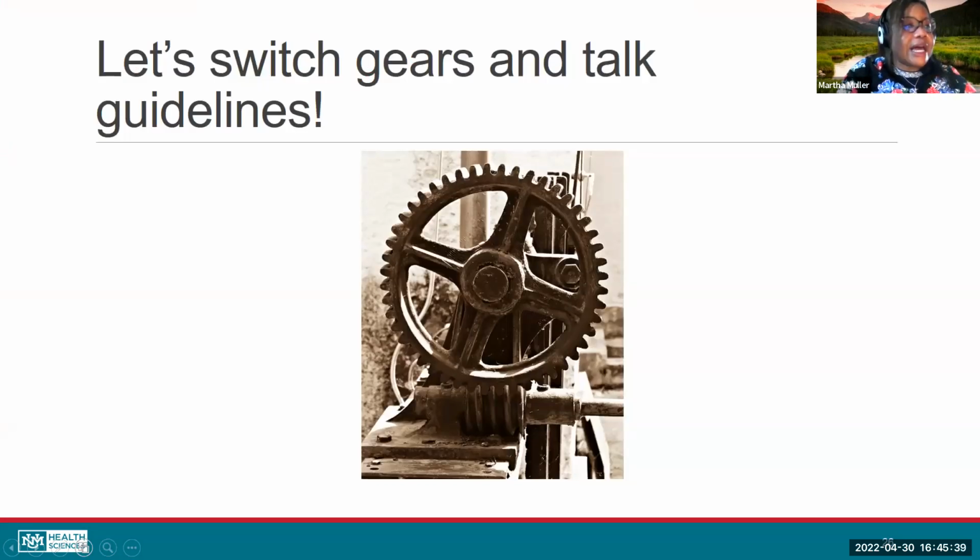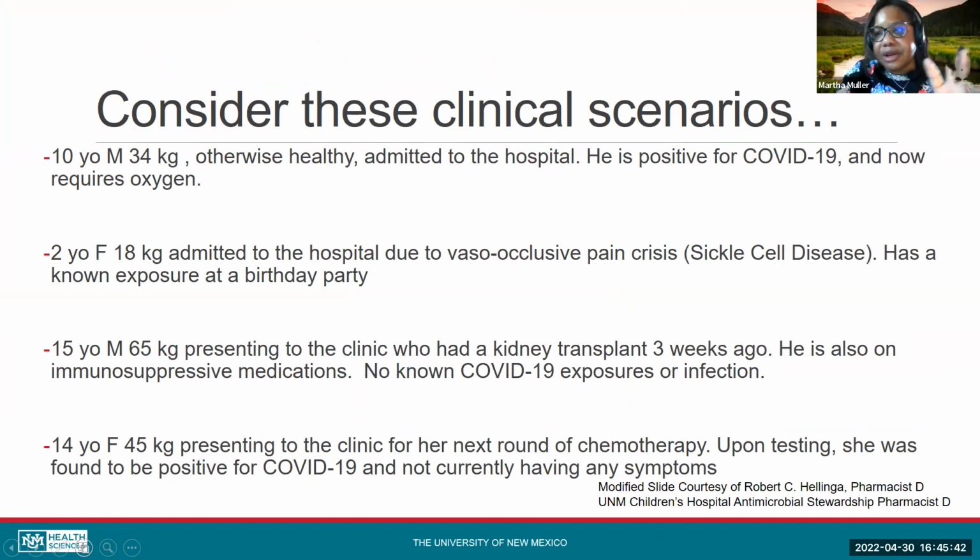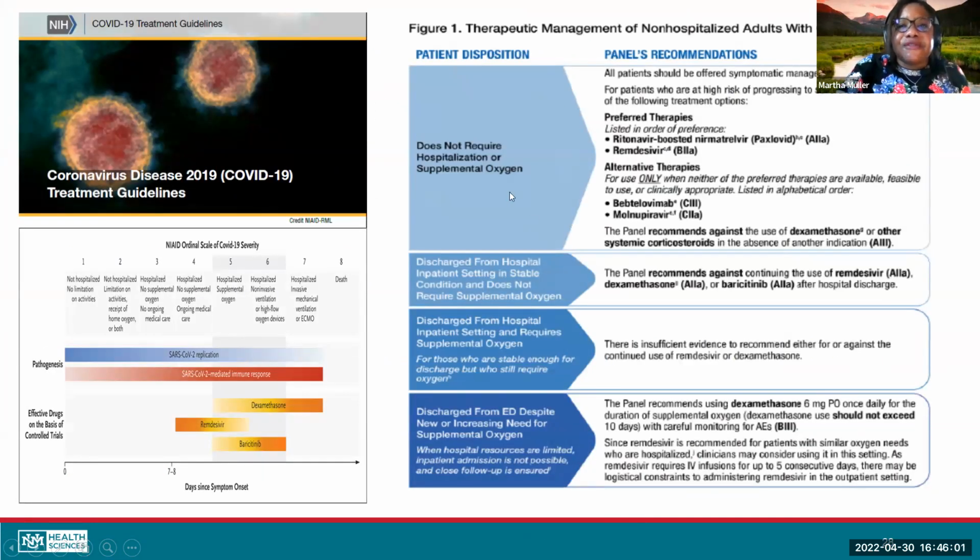So let's talk about guidelines here. These are just some clinical scenarios for us to consider. We're not going to walk through all of those. We don't have time. It's more to just let us think about the differing types of patients that we might have. You can add a few years if you want to make them adults. It doesn't really matter. It's the clinical scenario that is important. And then the frameworks we're using are from NIH. So this is the NIH COVID-19 treatment guidelines. I will also let you know that the Infectious Diseases Society of America, or IDSA, has treatment guidelines that they have published as well. So they are another resource that you can use to help when you are trying to figure out what to do with your patients.